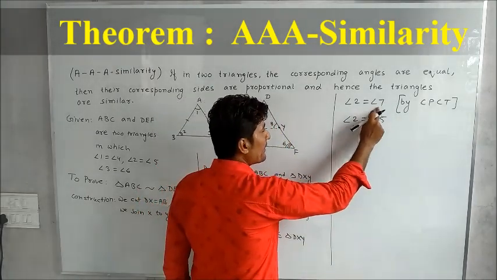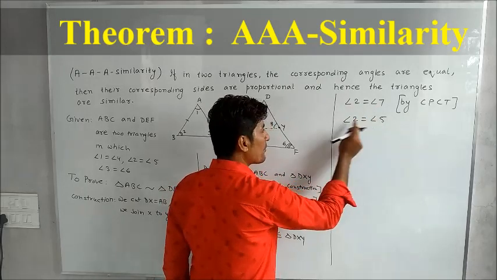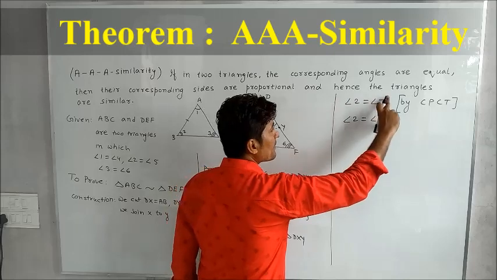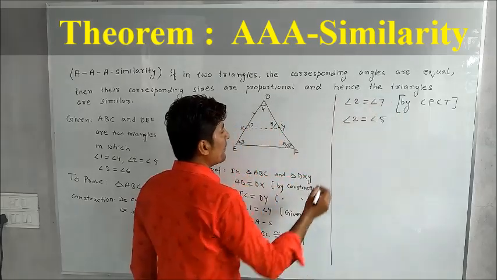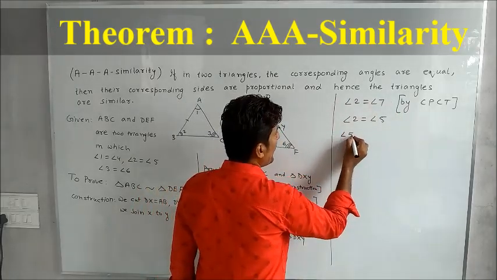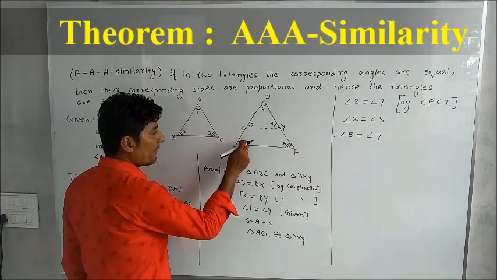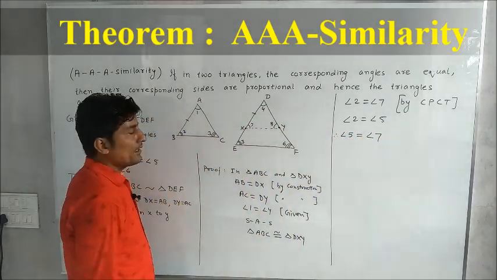Now from these two equations, we can say that angle 5 is equal to angle 7, because angle 7 is equal to angle 2, and angle 5 is also equal to angle 2. Both are equal to the same angle. That's why angle 7 and 5 are both equal. Hence angle 5 is equal to angle 7.